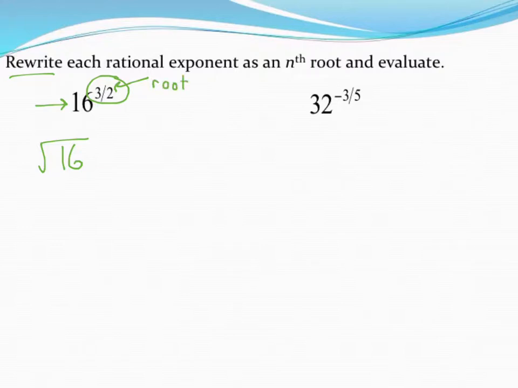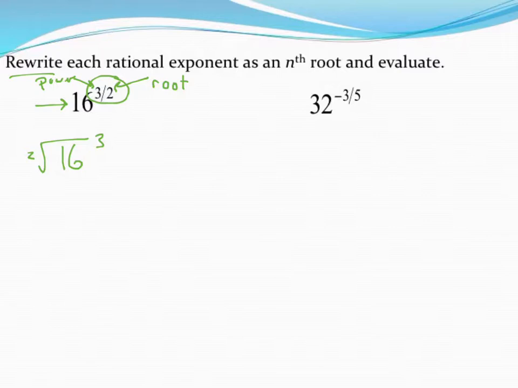So in this case, we're really working with a square root of 16. The number on top in your exponent, your numerator in this case, is going to be your power. So 3 is going to be our exponent in this case. So rewriting 16 to the 3/2, I can rewrite that as the square root of 16 to the 3rd power. And that's something that I should be able to work out without having to use a calculator.